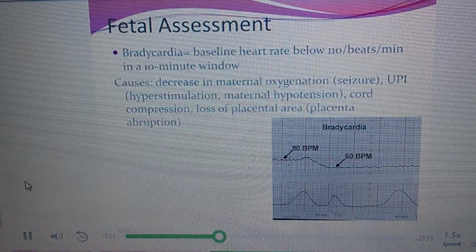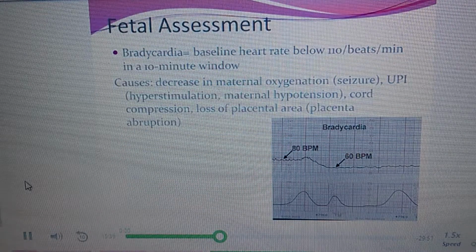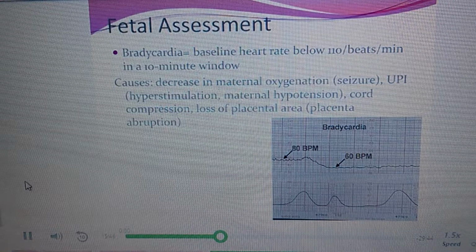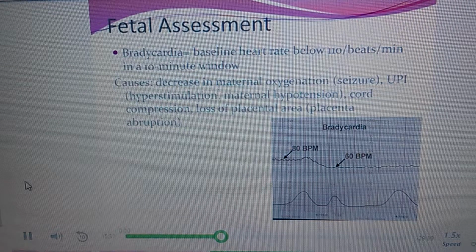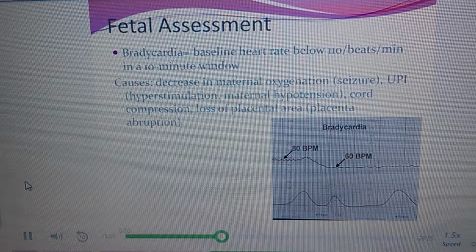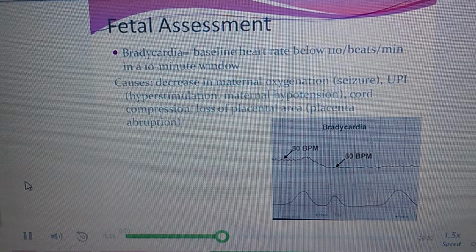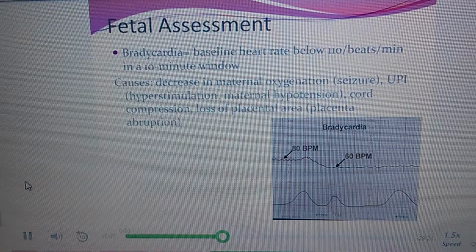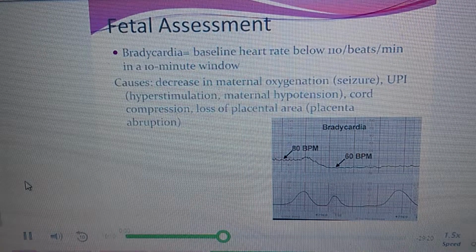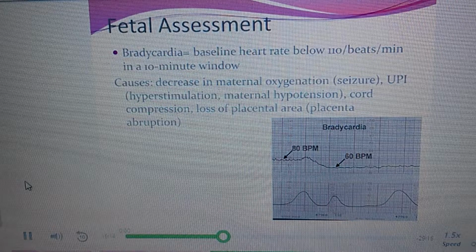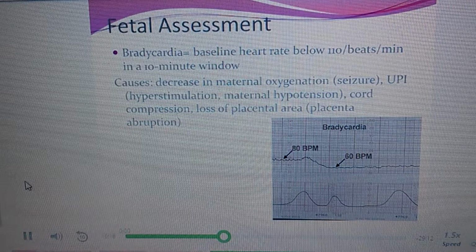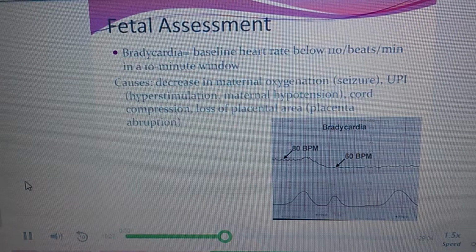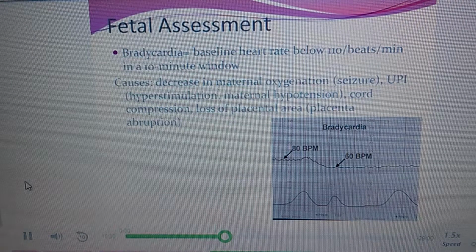Bradycardia is just the opposite. A heart rate that drops below 110 is considered bradycardia. Again, these can be related to problems with mom. If mom is having seizures, or develops eclampsia, which is seizures that occur from an elevated blood pressure. If mom has hyperstimulation that results in the uterus contracting too frequently, this can cause problems. Or maternal hypotension, mom's blood pressure dropping, can cause the baby's heart rate to drop, because as her cardiovascular system is impaired, that in turn impairs the baby's. Remember, the baby's circulatory system is operating through mom, so any impact to mom's circulation will impact the baby's circulation.